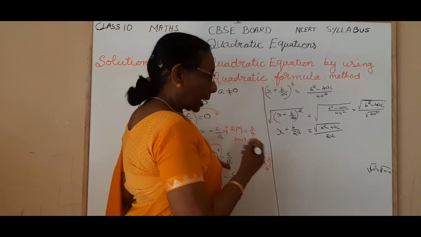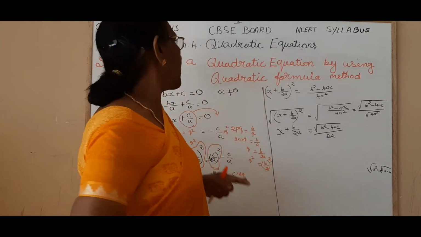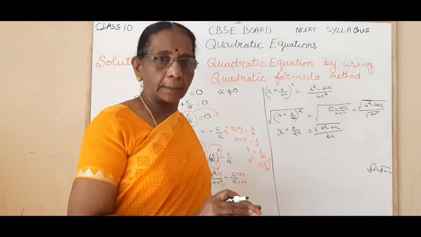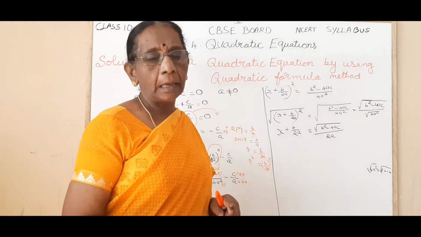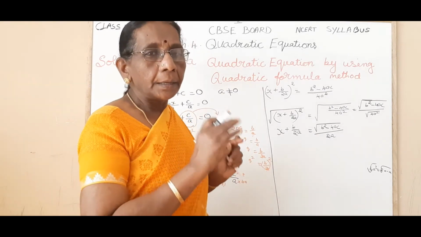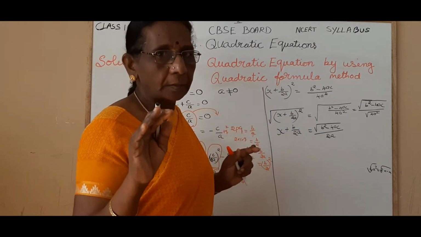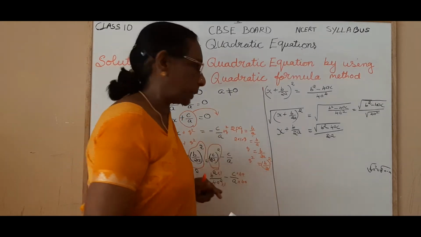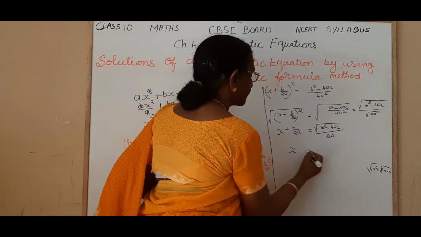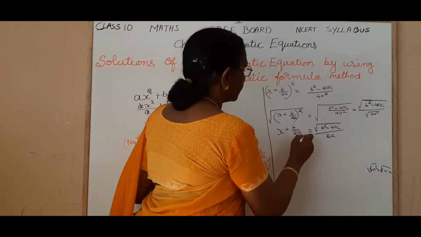Okay, children. Now we want only the value of x. What is the meaning of solution of a quadratic equation? The value of x that satisfies the equation. That means which is making the left hand side and right hand side of the equation the same. Isn't it? So we want the value of x. So what is x? X is equal to, you bring this term to the other side.